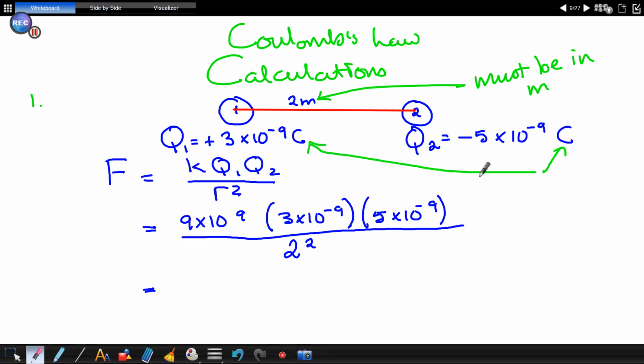The answer is 3,375 times 10 to the negative 8. Coulombs, I think? Oh no, Newton meter squared. Newtons per meter squared. No, Newtons times meters.